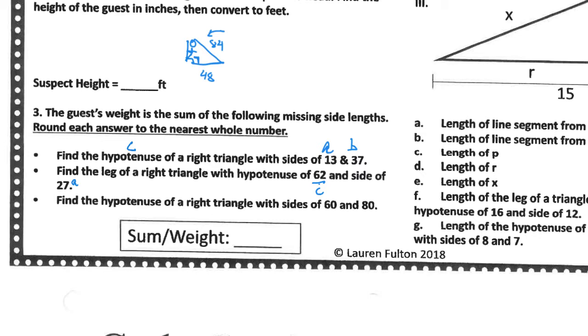Find the hypotenuse of a right triangle with the sides 60 and 80. Again, you're looking for the C. You don't know C. So using those 3 clues, you'll be able to find the weight. Just add them all together. That's what sum means.